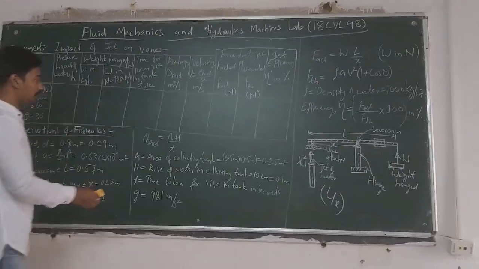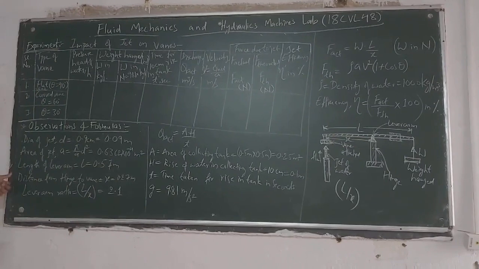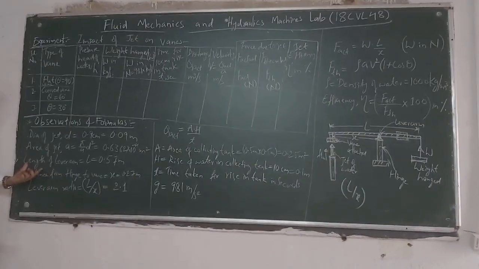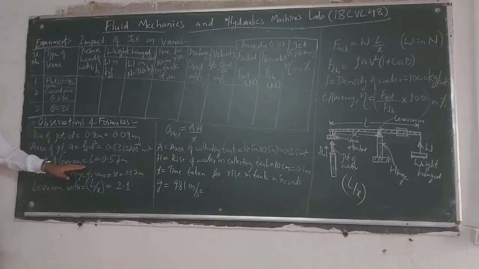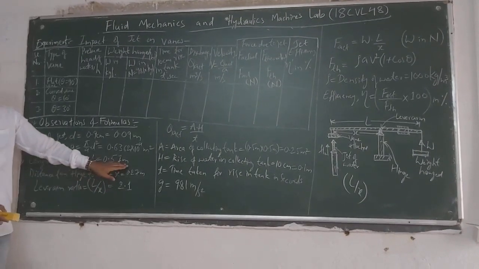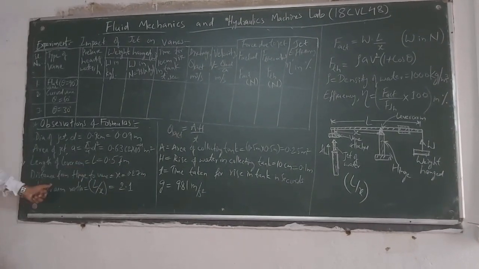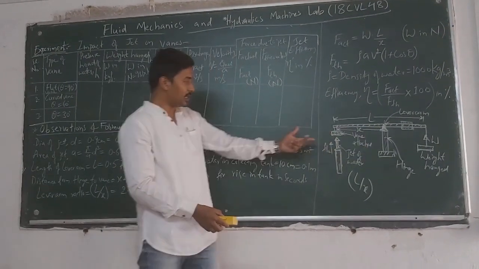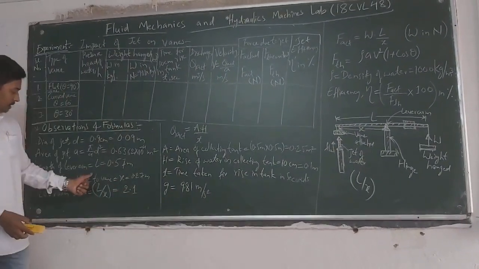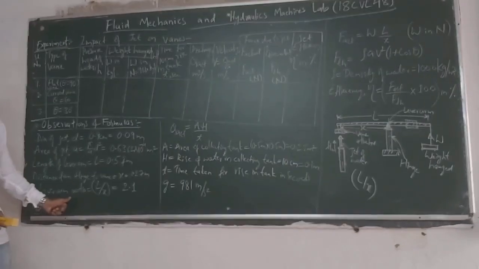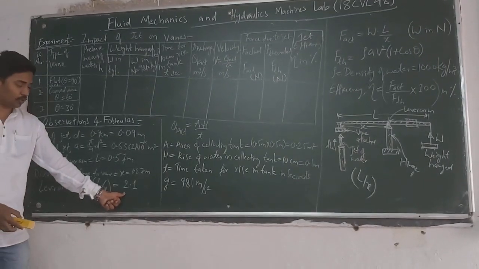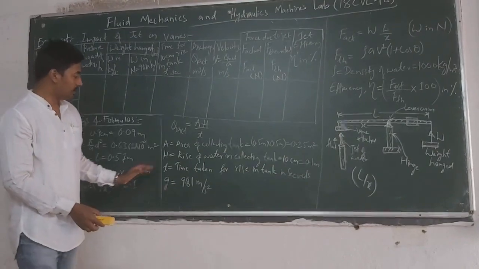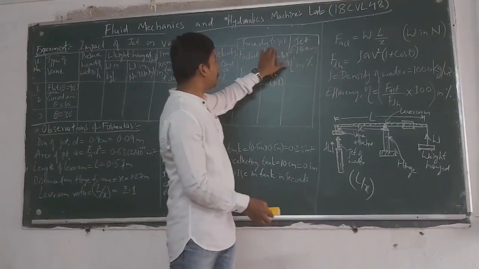So before that, we will come here. Initially we will take the length of the lever arm as L equal to 0.57 meter, and the distance from the hinge portion to the vane attached is X. So L by X is called the lever arm ratio. The L by X will be 2.1.